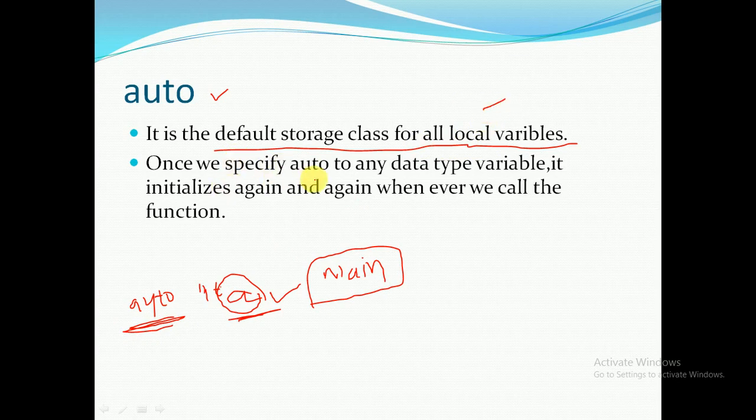Once we specify auto for any data type variable, it initializes again and again when we call the function. For example, I am writing an auto keyword in a program function. Consider. If you call the function again, it will be reinitialized. For example, initially I am storing a as 10. Right? Now the function is executed. If I call the function again, it again starts with 10 only, not with the updated value. If you see the program of auto, you will be clear with the concepts. First I will explain all the 4 concepts, then I will show you the programs.